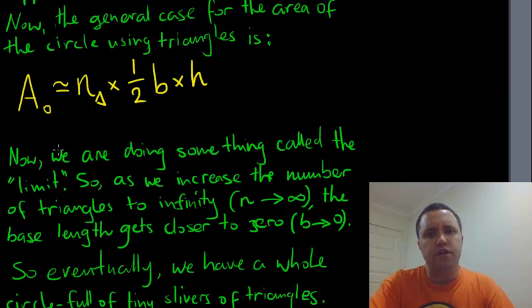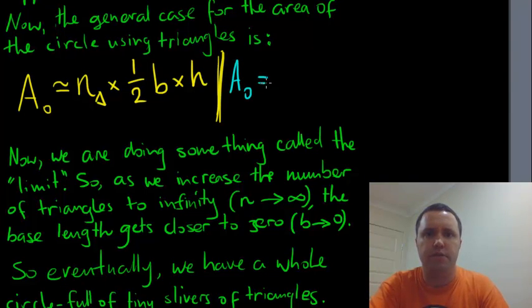Now we're going to talk about doing something called the limit. We're going to increase the number of triangles towards infinity, so n goes towards infinity. So the area of our circle will be equal to, what we do is this interesting thing called the limit as the number of them approaches infinity.